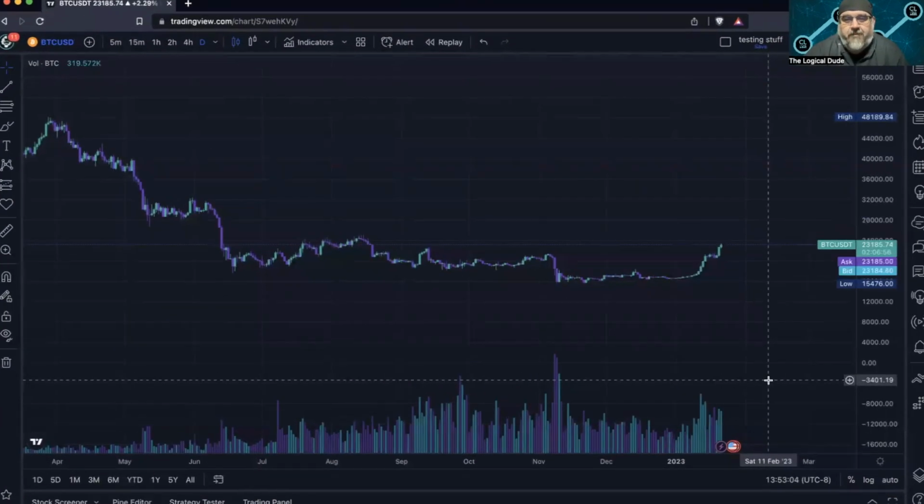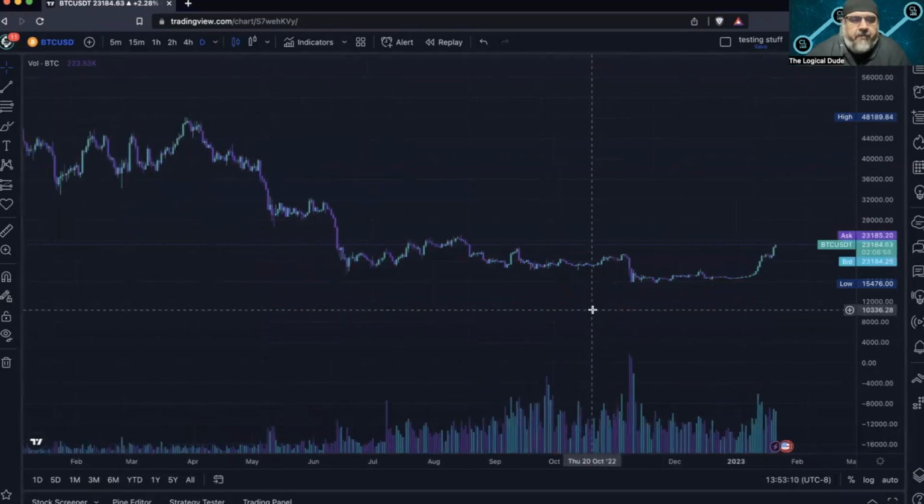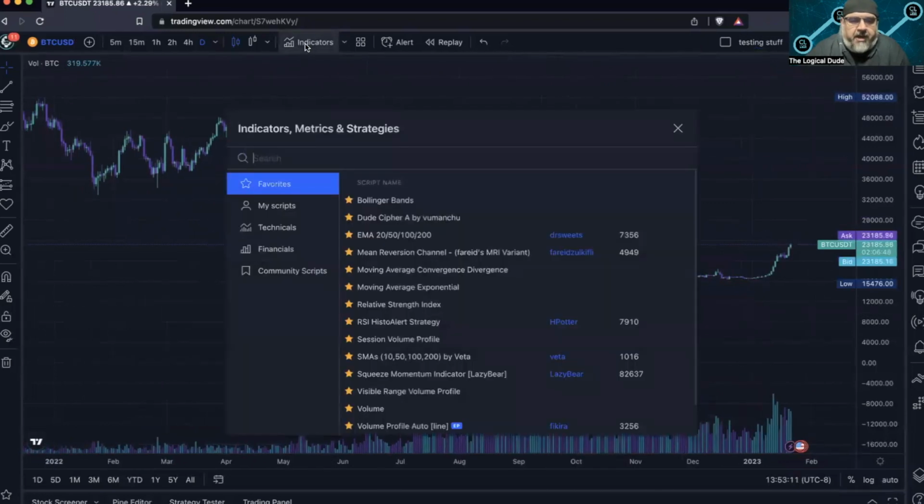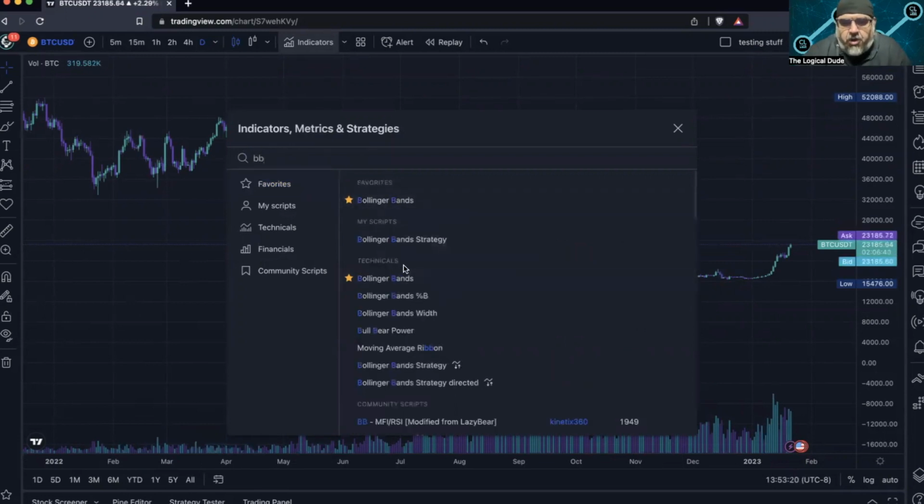Bear with me just a second here. Okay, guys, we are here on our Bitcoin daily time frame. We're going to come up here to our indicators and hit Bollinger Bands. I've already got it set in my favorites, but you can type BB into the search and it'll show up under your technicals. I use just the basic default TradingView indicator. You can click on that, and click on the star to add it to your favorites.